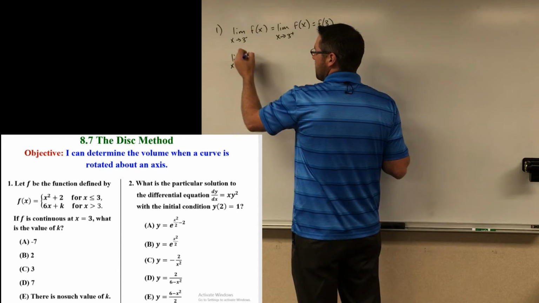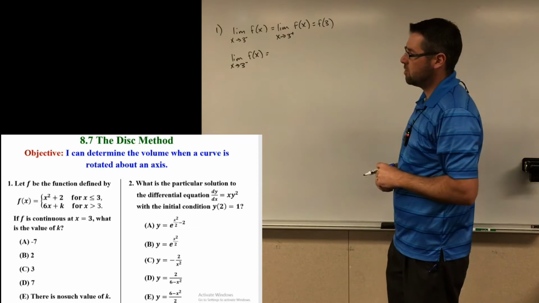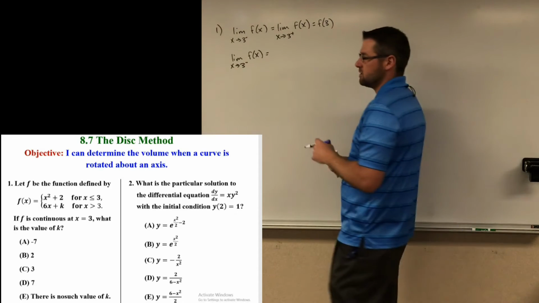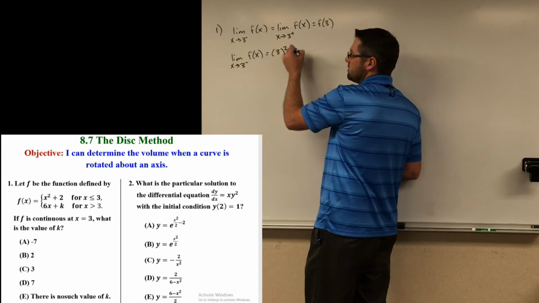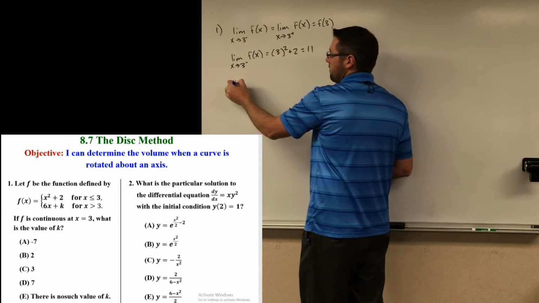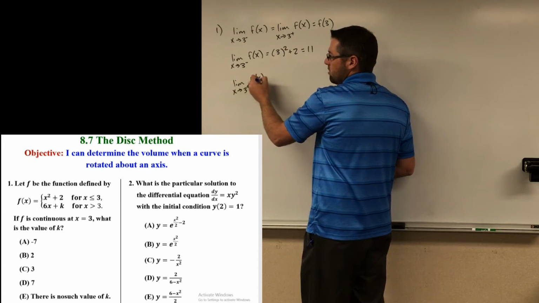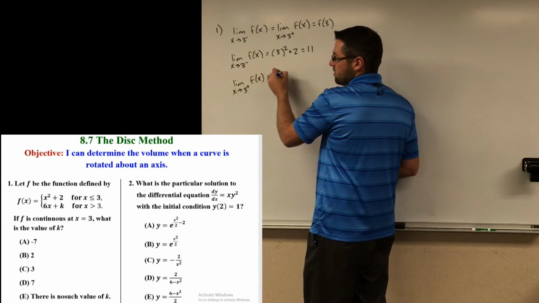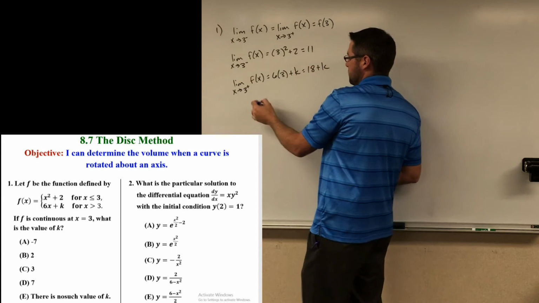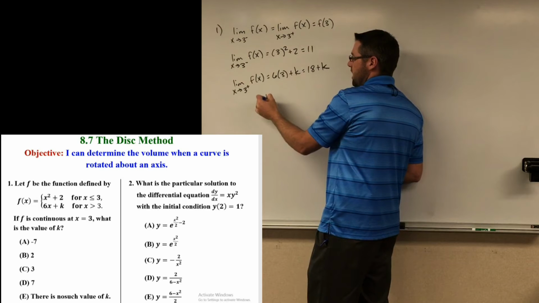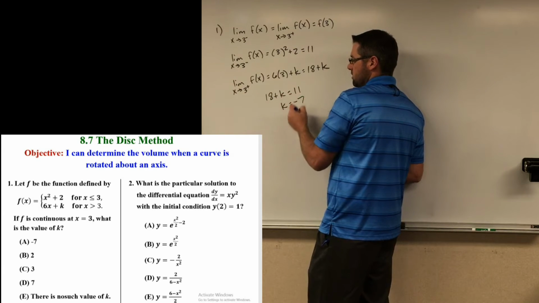Evaluate the left-hand limit. So how do I find the left-hand limit? Plug in 3 to x squared plus 2, because that's the function approaching from the left. So you've got 3 squared plus 2, which is 11. We have to figure out the limit as x approaches 3 from the right, which would be 6 times 3 plus k, which is 18 plus k. Then what do I do? Okay, so we've got 18 plus k equals 11. So k equals negative 7.